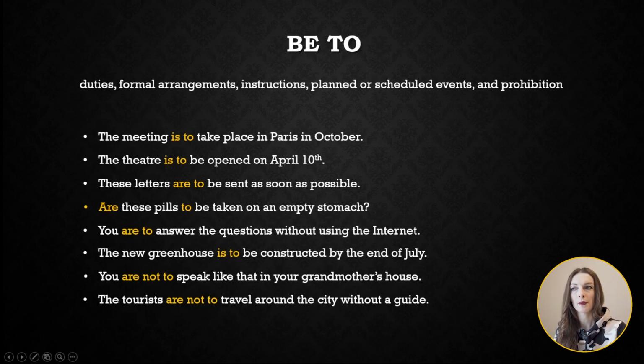What should we remember about to be to? We can actually replace to be to with be going to, like something which is predicted to happen. But be to is much more formal. Let's see, the meeting is to take place in Paris in October. It's neutral, it's a formal sentence, yeah? The meeting is going to take place in Paris in October. It's not a formal sentence.